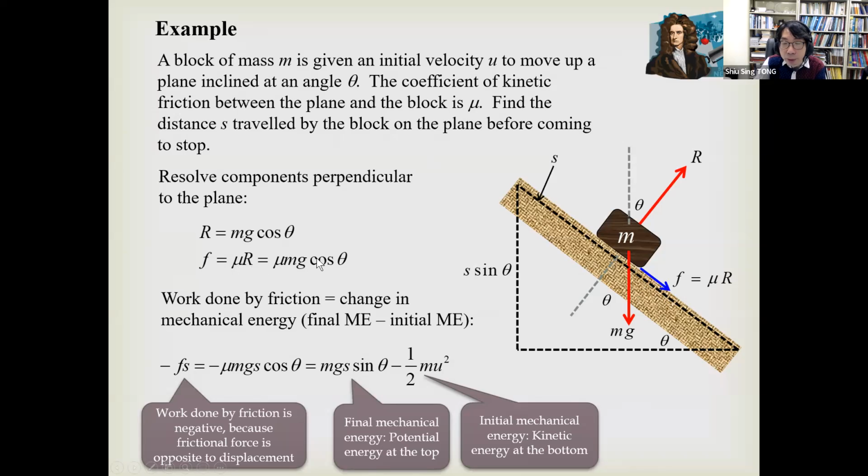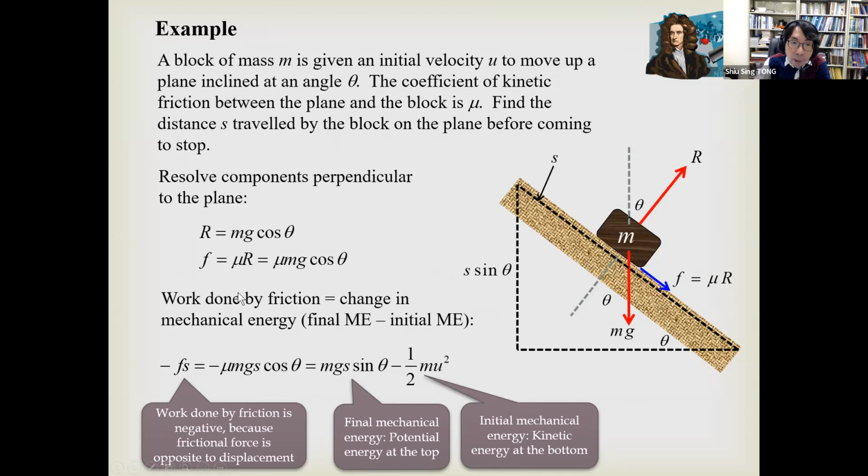Now, after finding the friction, we are ready to apply the conservation of energy. But in this situation, there's an external force. The external force is the friction, right? It transforms the mechanical energy into heat, into internal energy. Okay, so we apply the work-energy theorem. If we regard the frictional force as an external force, then the work done by the friction will cause a change in mechanical energy. And the change in mechanical energy is equal to the final mechanical energy minus the initial mechanical energy. Okay.